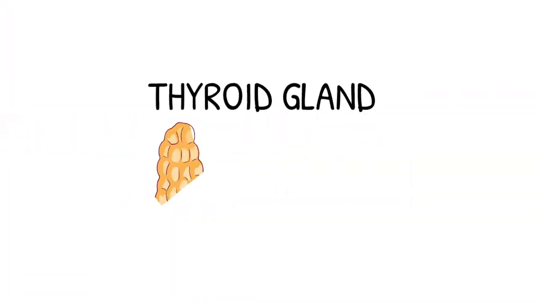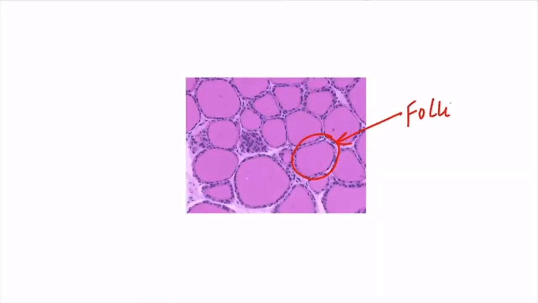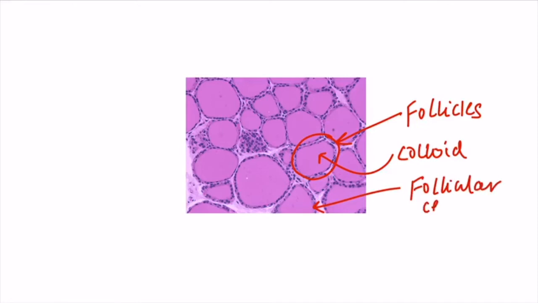The next structure we're going to be looking at is the thyroid gland. The thyroid gland contains thyroid follicles that store colloid, which is an inactive precursor of thyroid hormones. Follicles are cavities surrounded by follicular cells, and they secrete the thyroid hormone and have cuboidal epithelium.